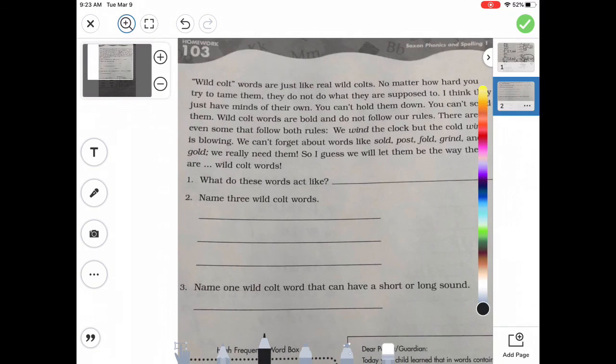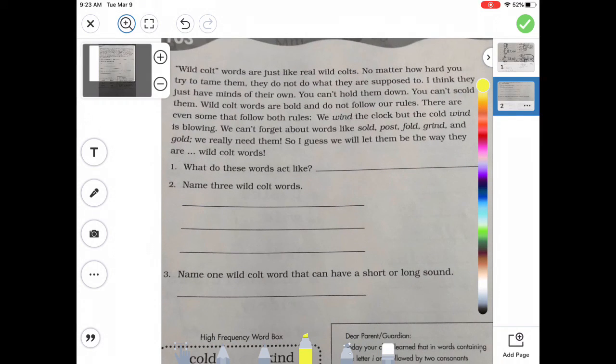All right. On the back, I'm going to help you read this, and then we're going to try to figure out some of the words at the bottom together, okay? It says, wild coat words are just like real wild colts. No matter how hard you try to tame them, they do not do what they are supposed to. So when we talk about wild colts, you can think of it being like a wild horse, okay? They don't follow the rules. I think they just have minds of their own. You can't hold them down. You can't scold them. That means get them in trouble. Wild colt words are bold, bold, and do not follow our rules.